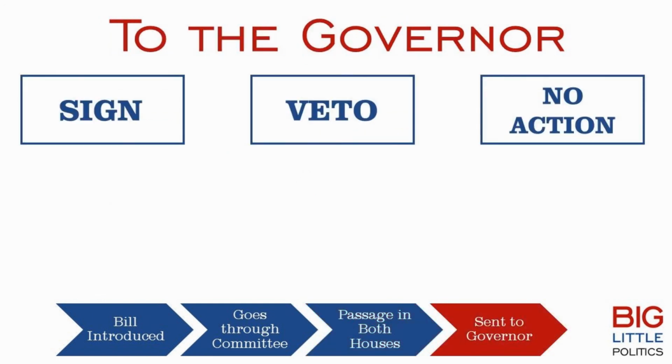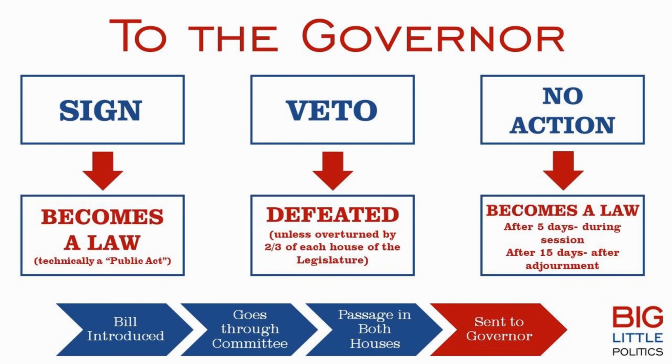And next up, the final stage is it goes to the governor. Now, we're going to talk about the governor in greater depth in our next lesson, but just to see where it can go from here, the governor has three options: to sign, to veto, which means to reject, or to take no action. If he signs it, then it becomes a law. Technically, it becomes a public act until it can be codified, which means kind of written into our laws.